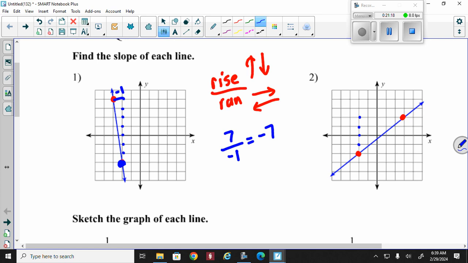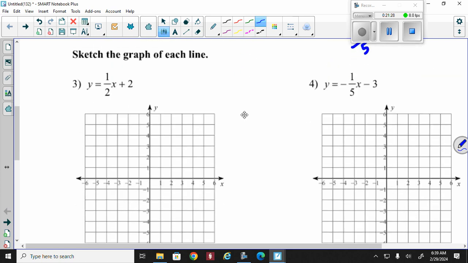All right, so I went up 4 over 1, 2, 3, 4, 5. So remember, whenever you go up, that's positive. Whenever you go to the right, that's positive. So my slope is 4 out of 5.